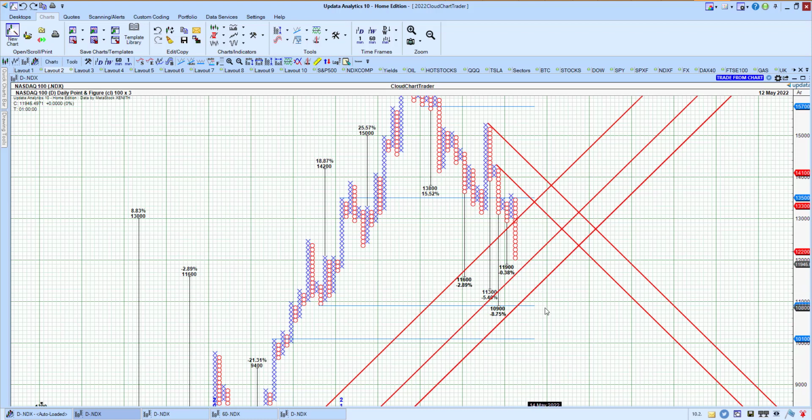So the things to look out for is that 300 point reversal in the NASDAQ today or early part of next week to start signaling the end of this current short-term downtrend on a point and figure chart basis.